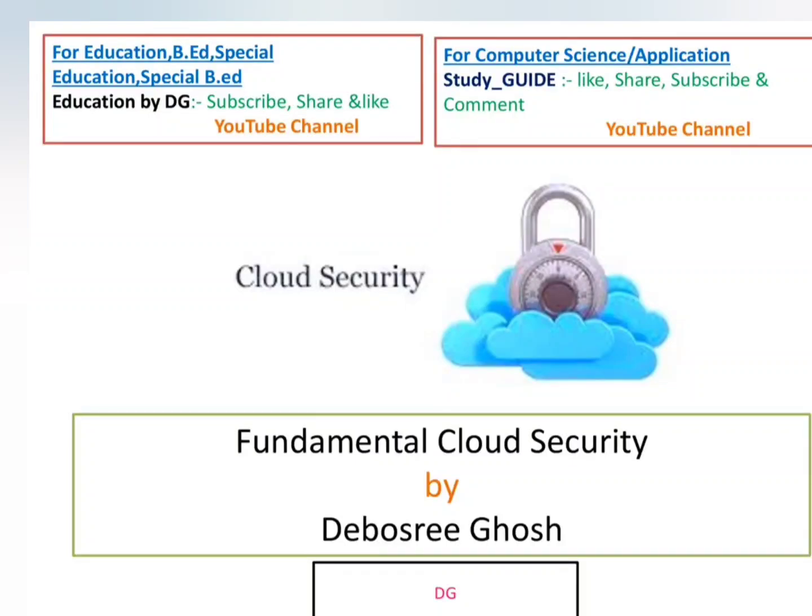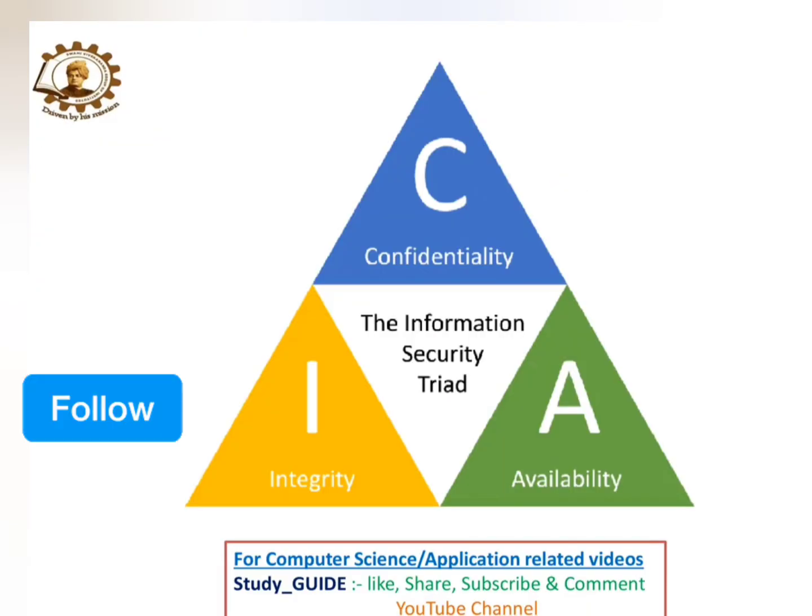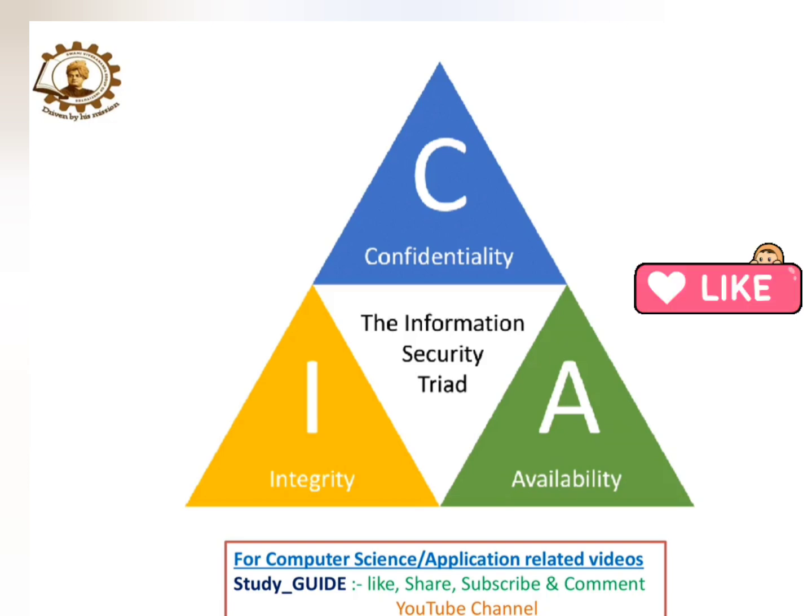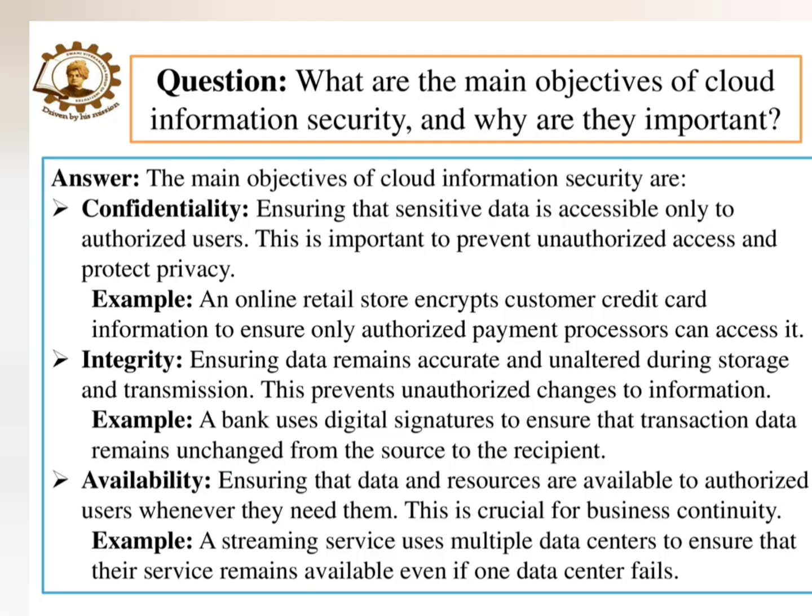Today we will be discussing cloud security. Now the first topic is cloud information security objectives. What are the objectives? As you can see on the screen, the triangle, that is confidentiality, integrity and availability. What is confidentiality? It is secrecy, that is ensuring only authorized users can access your information.